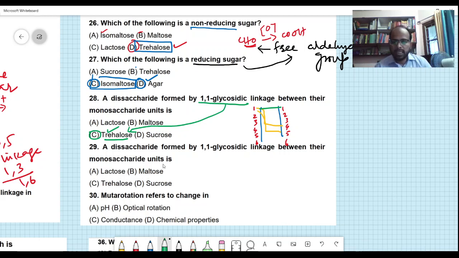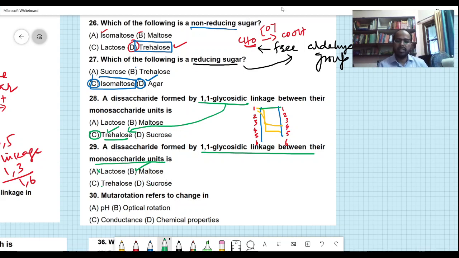The disaccharide formed by a 1,1-glycosidic linkage between their monosaccharide units is lactose. It is not there. B, maltose, is the right answer. So trehalose and sucrose are not there. It is an established fact about the sugars, so you need not worry about this. It's not there in here.